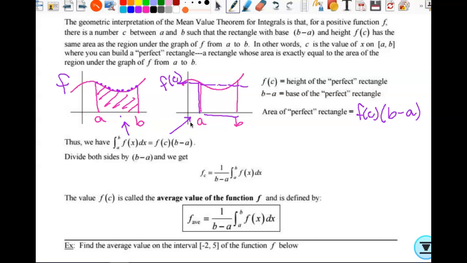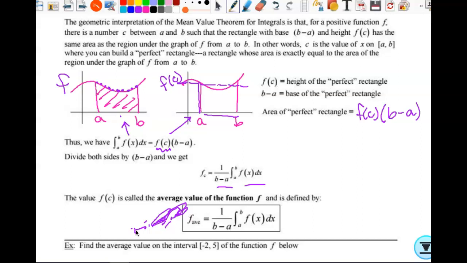All right, so if I want the average value, then I can divide both sides by b minus a to get that by itself, so that f of c is equal to 1 over b minus a times this integral. That gives you the average value, where the integral would give me the total accumulation. This would give me what the average value over that interval is.